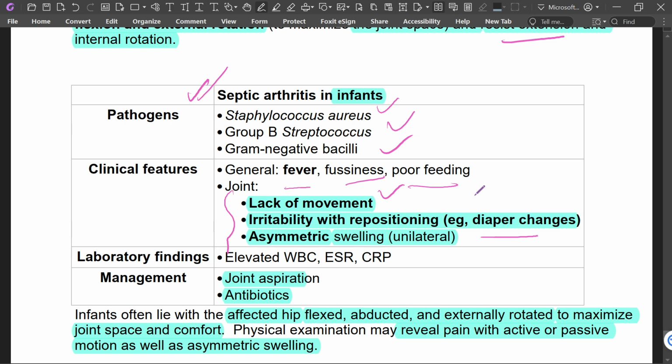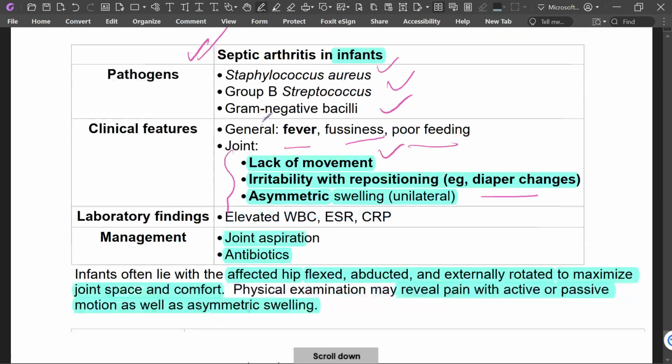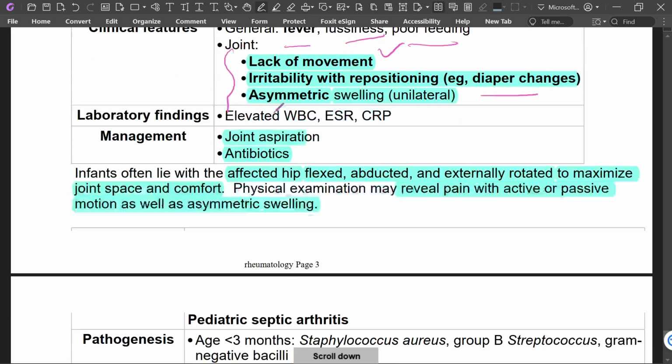In infants, septic arthritis is caused by Staph aureus, group B streptococcus, and gram-negative bacilli. There may be fever, fussiness, and lack of movement. In the joint, there is lack of movement, irritability with repositioning, and asymmetric swelling. There is elevated ESR and CRP. Treatment is joint aspiration and antibiotics.